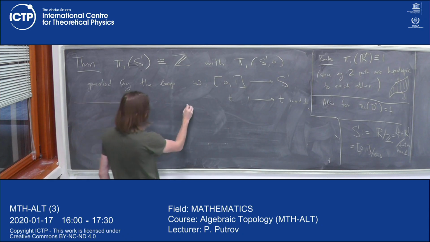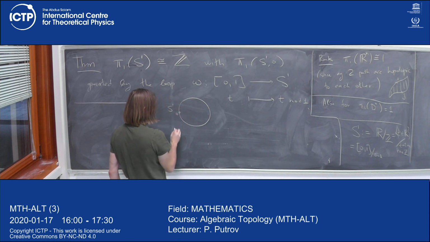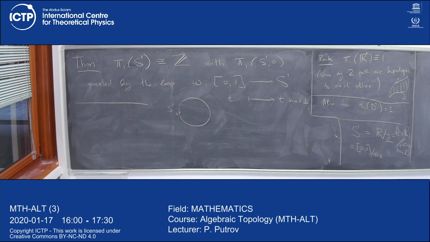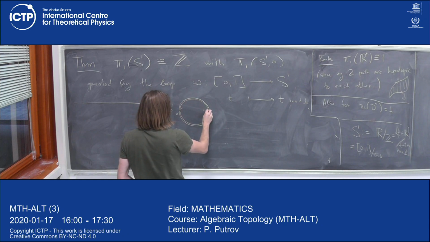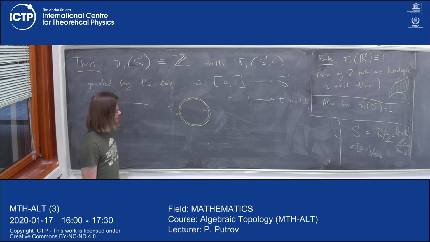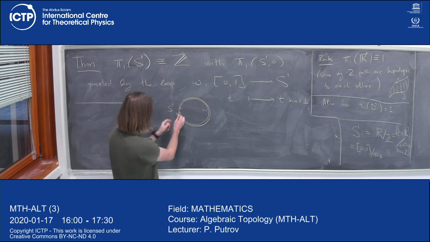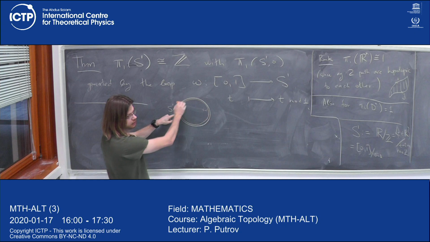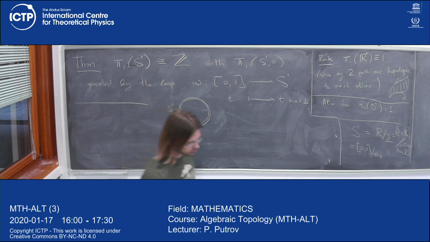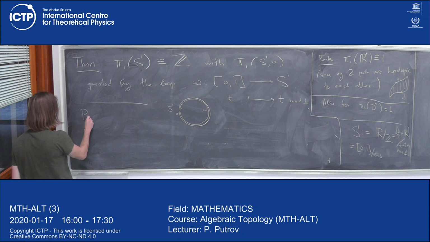So how can I visualize this? The circle is something like this, and suppose this is 0, and omega is just a loop which goes like this. It winds once around the circle. And morally, what we expect is that the group of all loops is the integers, where the integer corresponds to how many times the loop winds around S^1. This is what morally we expect, but we need to actually prove it. The proof will be a bit later.